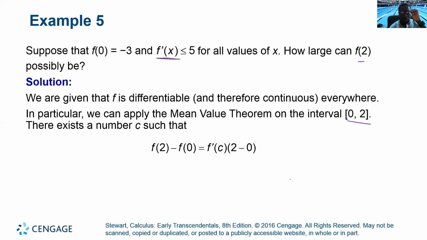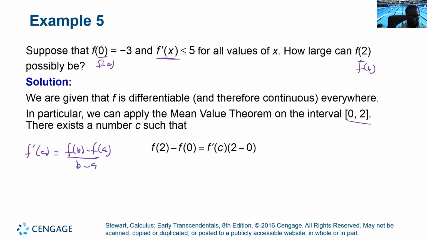In particular, we can apply the MVT on the closed interval 0 and 2, because we have found f of 0 and f of 2. So this is my f of b and that is my f of a, which is why it's between 0 and 2. So according to the mean value theorem, f prime at c is equal to f of b minus f of a over b minus a.